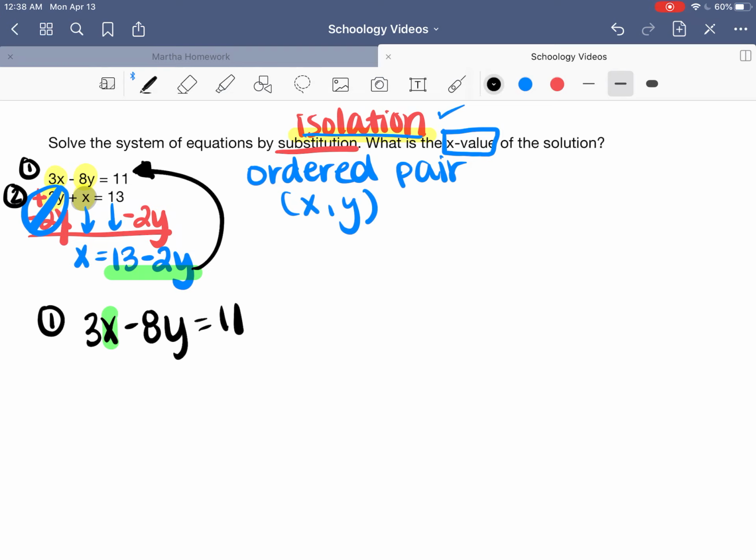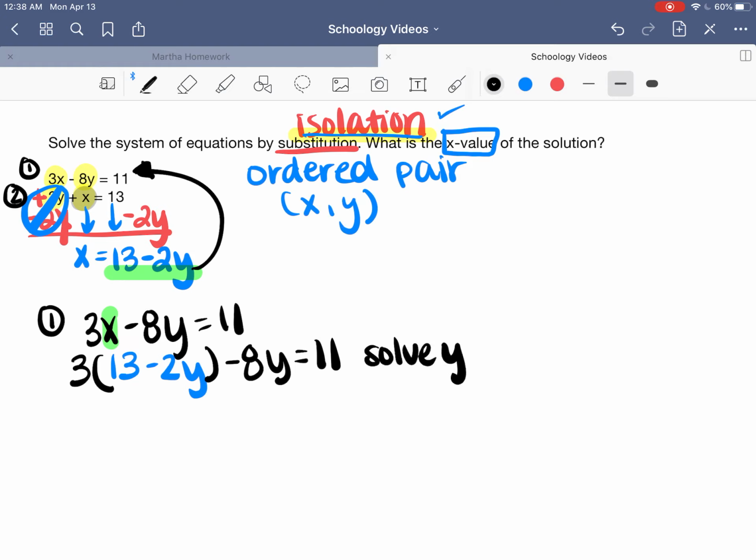13 minus 2y. So where I see that x, I'm going to replace it with 13 minus 2y. That is the only place that I see it, so that's the only place it gets replaced. All right, and now look at this equation that we got. It only has the letter y in it, so it makes it easy for me to get the y by itself.